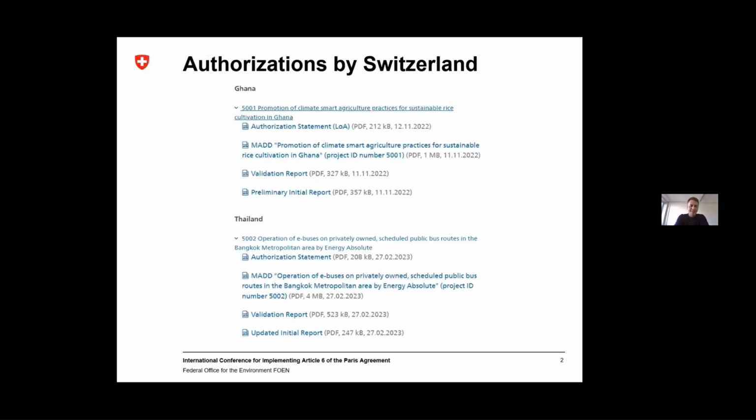I was very pleased to hear from Daniel earlier on, and we from Switzerland are happy to share that, and many of you I think have already heard this, we have authorized 2 activities in the context of 6.2 so far. I've given you a screenshot of our website.